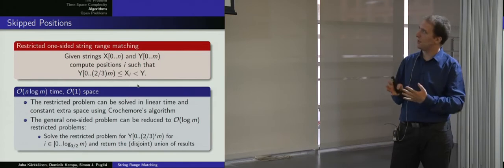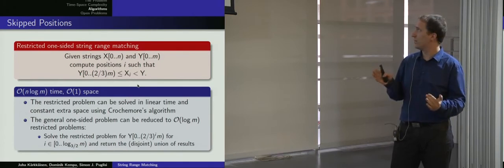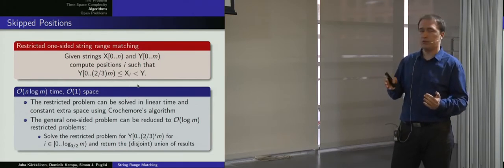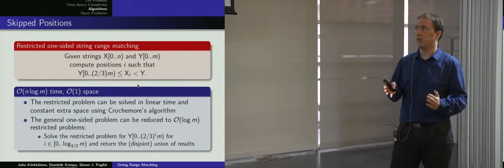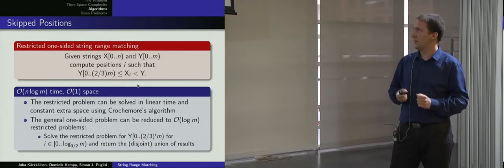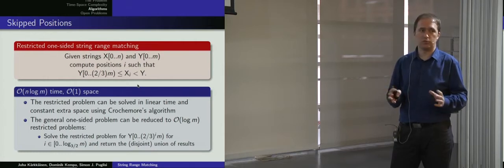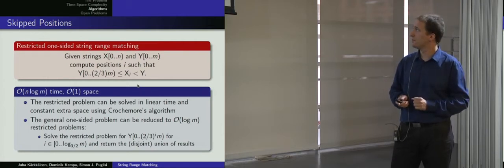So to solve the general case, we just have to run this algorithm log m times, every time reducing the pattern length by 1/3. And then the output is a disjoint union of the results produced by the individual calls.